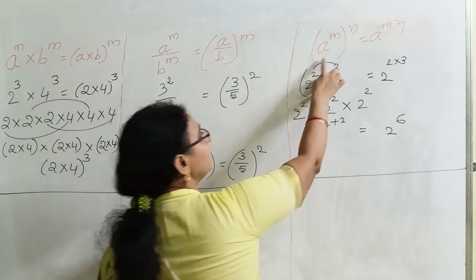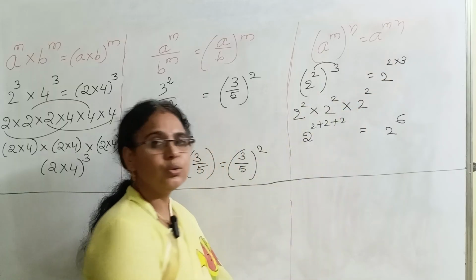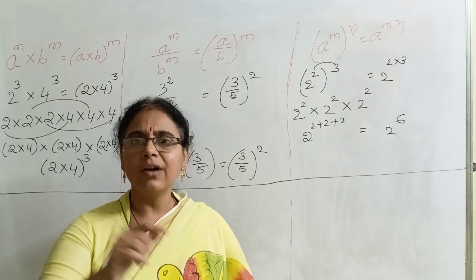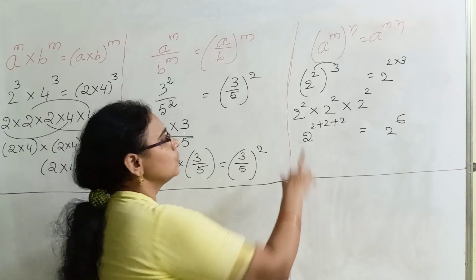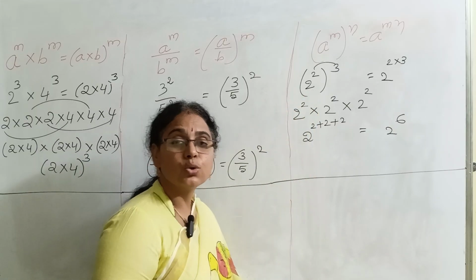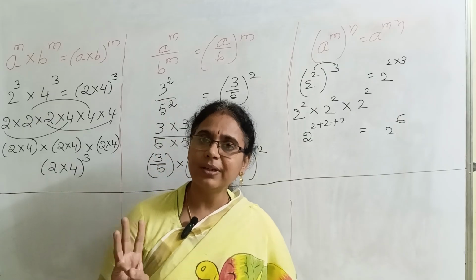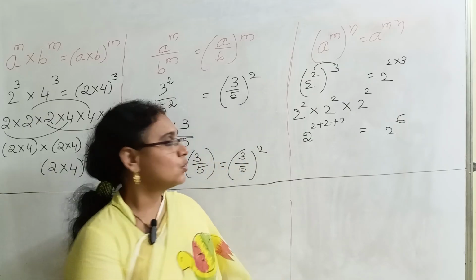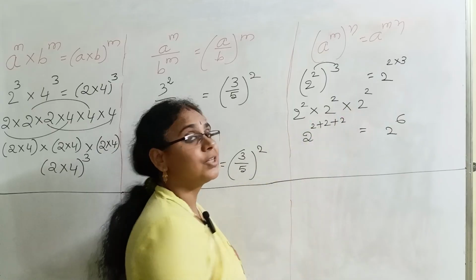So a power m into n, 2 into 3, 2 power 6, directly we can write. How? Do you have any doubt? Means can check it. 2 square is the base here. What is the exponent? 3. So 2 square you have to multiply 3 times. 2 square into 2 square into 2 square. So bases are same in multiplication.